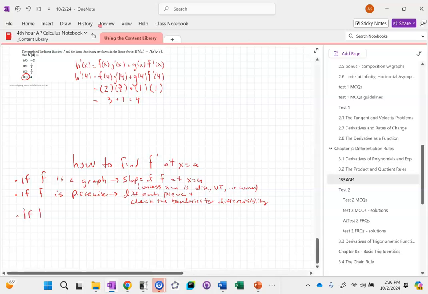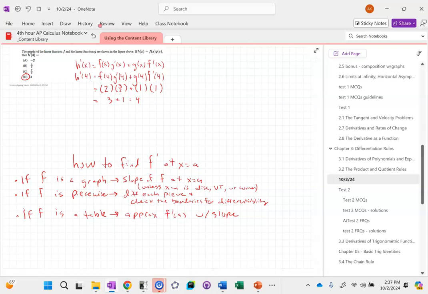What if I have f given as a table? So I can approximate with slope. Yep. For sure, you could do that. That's probably your best and only hope there if you have a table, right? You're just going to make an approximation. That's okay.